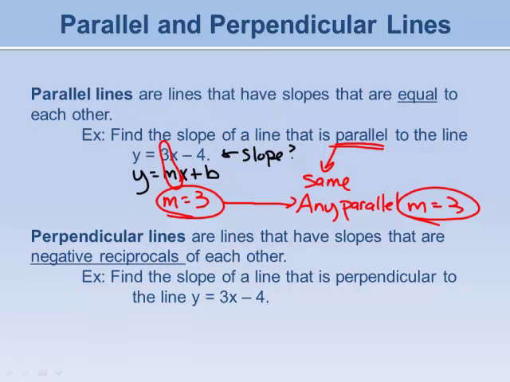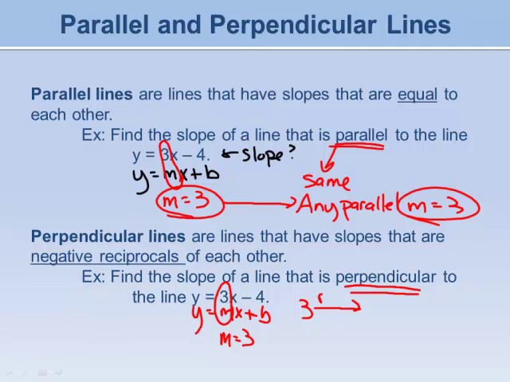Conversely, perpendicular lines are lines that have slopes that are negative reciprocals of one another. So for example, if you were asked to find the slope of a line that is perpendicular to the line y equals 3x minus 4, notice this is the exact same equation as above, so of course the slope of our given line is the same. We're starting off with a slope of 3. But now, in order to find a perpendicular line, we're interested in taking that slope and finding the negative reciprocal.